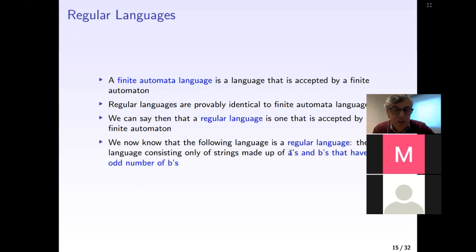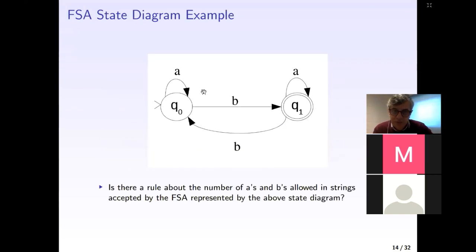I'm saying the characters of my language are A and B, and on the other hand the strings could have any number of A's and B's, only an odd number of B's. So a finite automata is something that accepts or rejects a string of a language, and for any finite automata we can have a regular language.